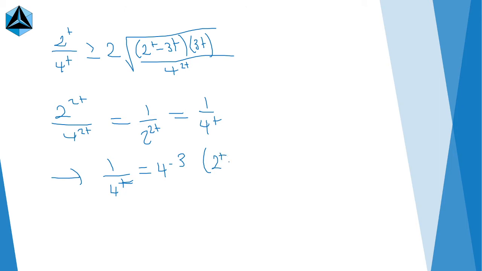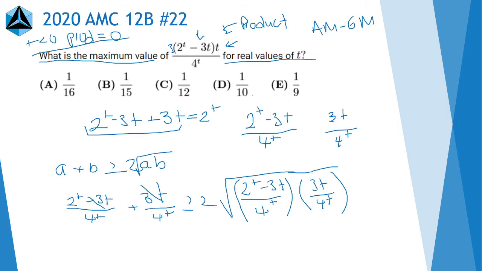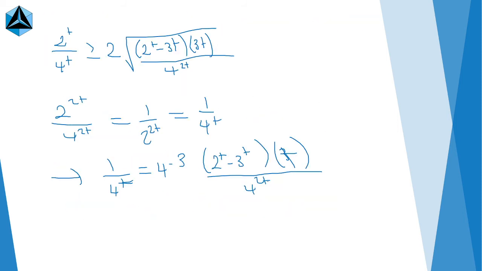2 to the t minus 3t. 3, I mean t, it's t. Because I brought up the 3 just to show that there's a 4 to the 2t. And this is very similar to our product in the original problem. It just has an extra factor of 4t in the denominator.